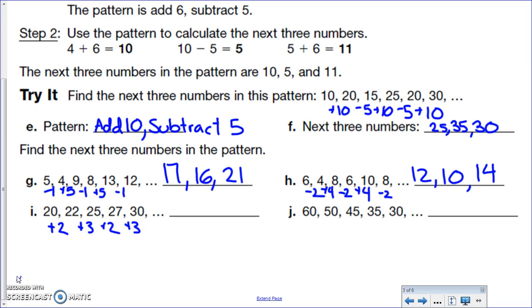So we're going to keep going for the next three numbers. So 30 plus 2 is 32. 32 plus 3 is 35. 35 plus 2 is 37.